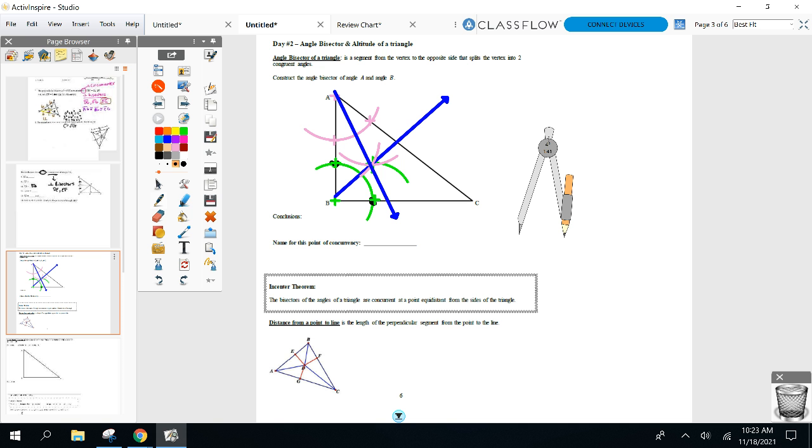If we were to do the third angle, what do you think would happen if you drew in that third angle bisector? They're going to intersect at the same spot as the other two. They're going to be concurrent, that word we used yesterday. Concurrent with each other, yes. So go ahead and put a nice point where the two intersected each other.